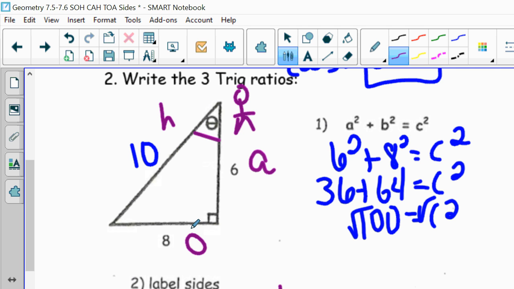So now we're going to do the cosine. Cosine is adjacent over hypotenuse. So I go back to where I'm standing. My adjacent is 6. My hypotenuse is still 10. So 6 over 10. But again, I can reduce both of those by 2, so that becomes 3/5.